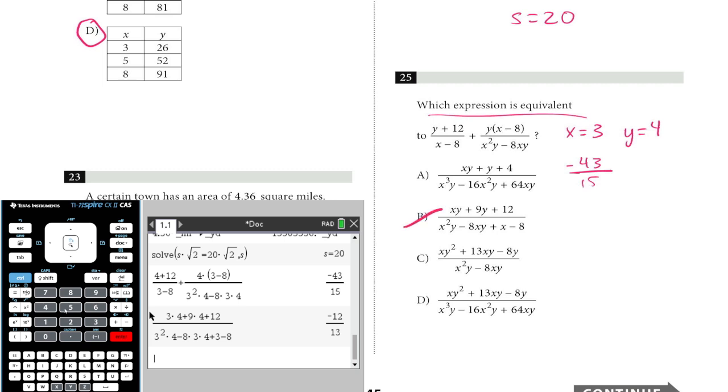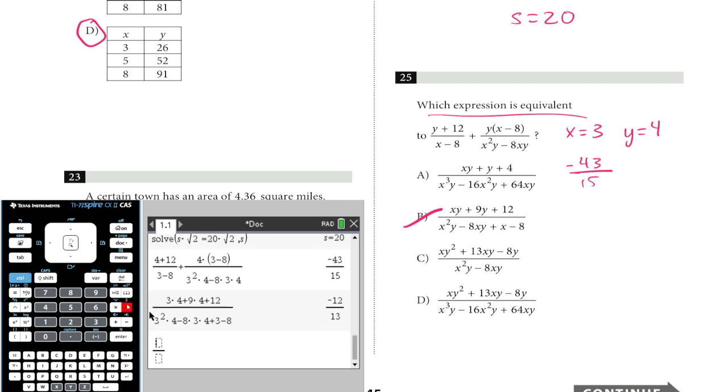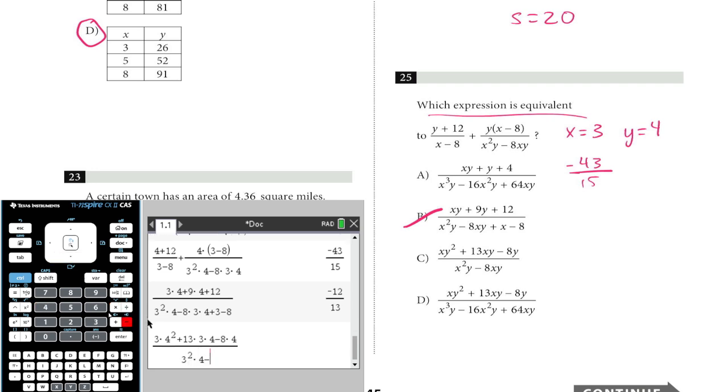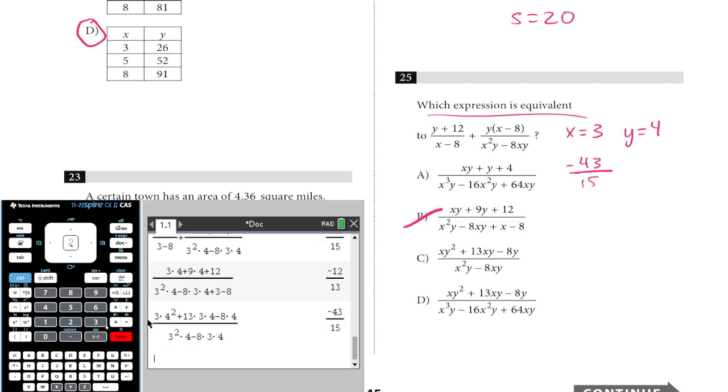I'm going to go ahead and try C. To me, C maybe is the next best answer. So 3 times 4 squared plus 13 times 3 times 4 minus 8 times 4, over 3 squared times 4 minus 8 times 3 times 4. Boom, I got the same fraction, negative 43 over 15, so the answer is C. If I had just gone in order, I eventually would have gotten to C. But again, it may allow you to save a little bit of time if you feel like one answer is probably going to be closer than another.